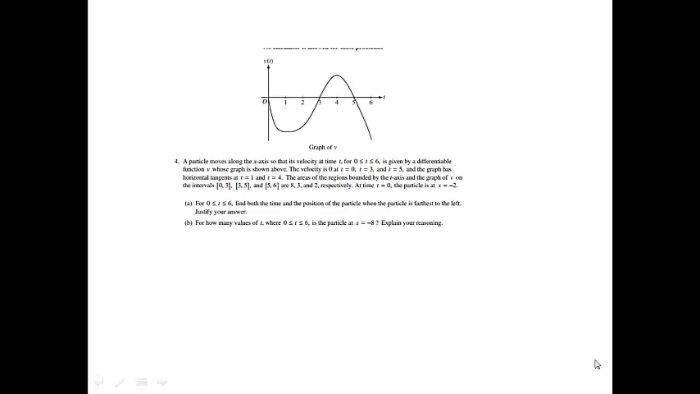The areas of the regions bounded by the t-axis and the graph of v on the intervals 0 to 3, 3 to 5, and 5 to 6 are 8, 3, and 2, respectively. At time t equals 0, the particle is at x equals -2.